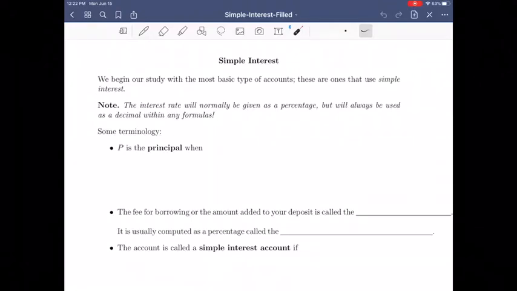In this video, we're going to move into the area of financial math by talking about simple interest accounts. These are the most basic type of accounts. They're using simple interest, which I'm going to tell you what that is. Just a note before we begin, the interest rate will often be given as a percentage, but we're going to use it as a decimal when we use it in the formulas. So just be aware of that. You always want to convert from the percentage to the decimal.